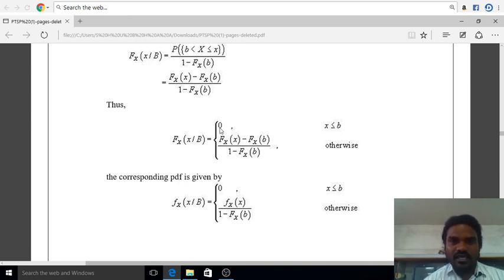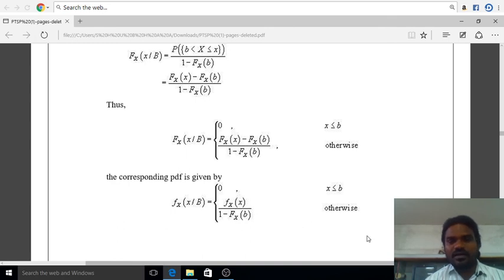F_X(x | B) is 0 when these two are equal. When these two are equal, that means x is less than or equal to b. If x is also b, then F_X(b) minus F_X(b) will be 0, so the numerator is 0, and 0 divided by anything will be 0 only. In other cases, the formula will remain the same.